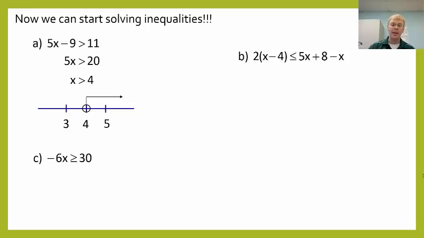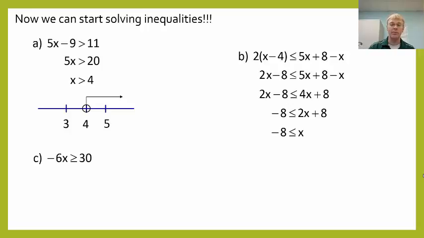Now, in B, you can see we've got some parentheses, and I've got like terms on the same side on the right, and I'm going to end up with variable terms on both sides. So I'm going to distribute the two. Then I'm going to combine 5x and -x. Then I'm going to subtract 2x from both sides. Then I've got a two-step inequality. I'm going to subtract 8 from both sides, and then I'm going to divide by 2, and I'll end up with -8 is less than or equal to x.